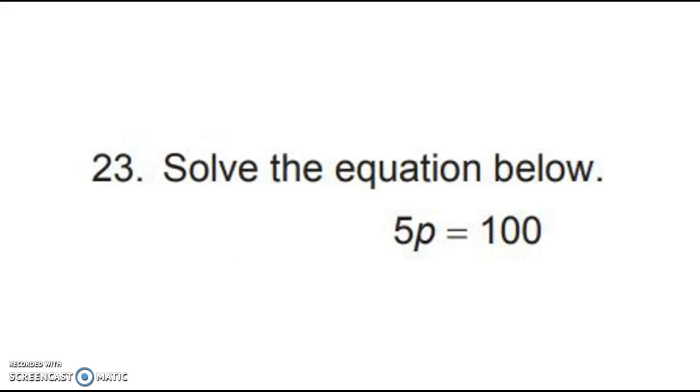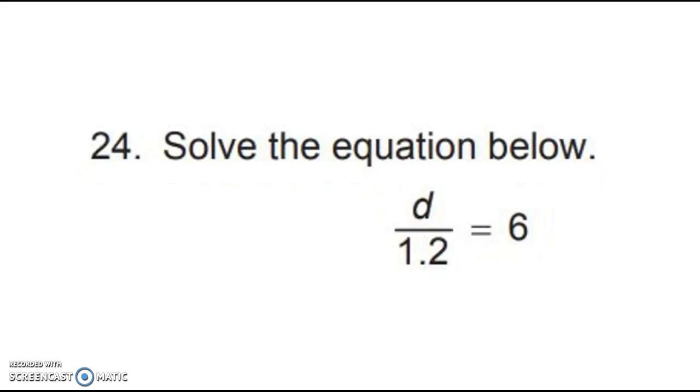23. Solve the equation below. 5p equals 100. 24. Solve the equation below. d divided by 1 and 2/10 equals 6.